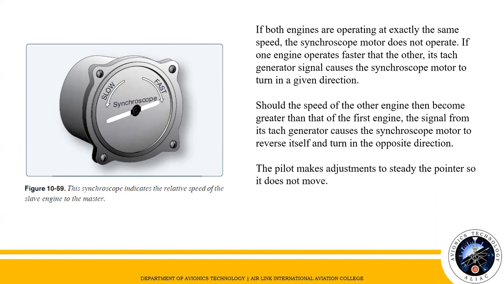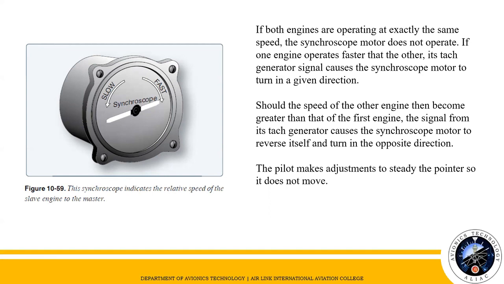The pilot may make an adjustment to steady the pointer so it will not move. So here, it just shows the use of the synchroscope, which involves designating one of the engines as the master engine. The RPM of the other engine is always compared to the RPM of this master engine.